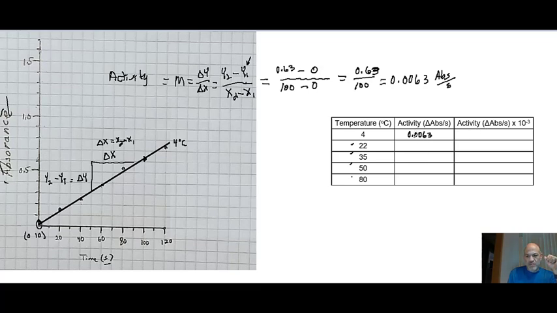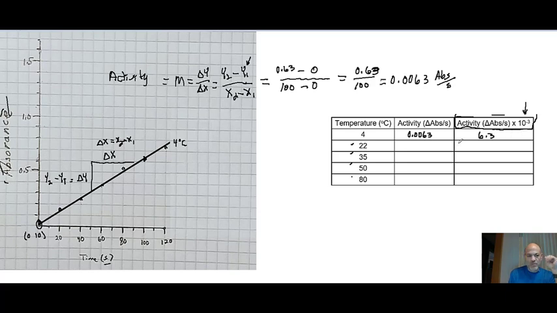And when you do 1, 2, 3, it's going to be a value of 6.3. But what did we do? We basically multiply this number by 10 to the negative 3, which would give us back the actual value. So when you graph, you're going to put this on your axis right here. It's not going to be the activity in change in absorbance per second. It's going to be the activity in change in absorbance per second times 10 to the negative 3.